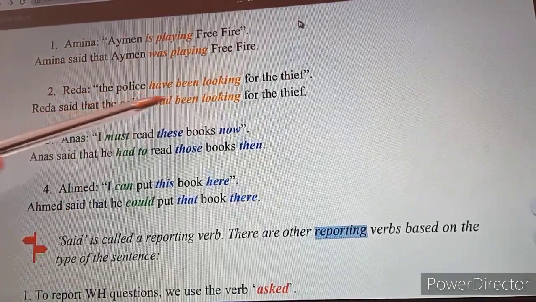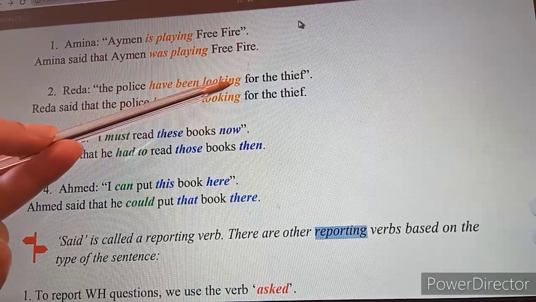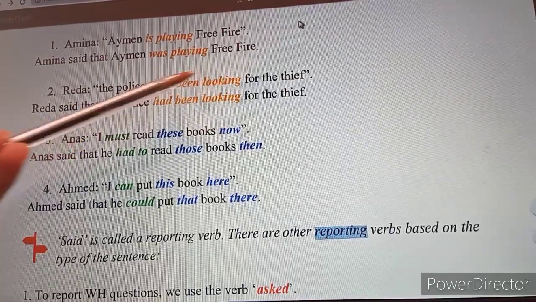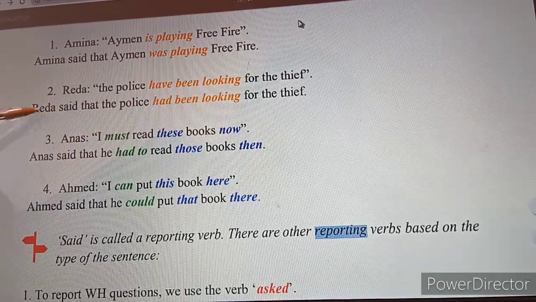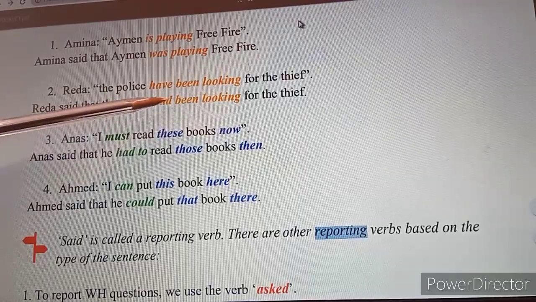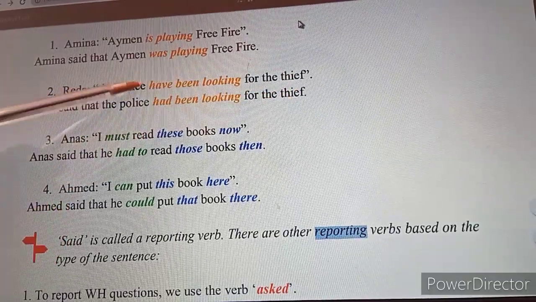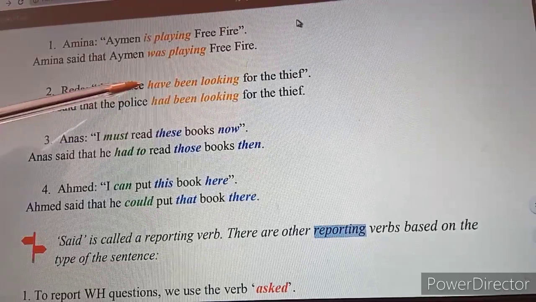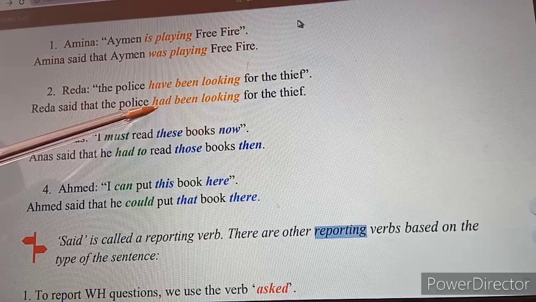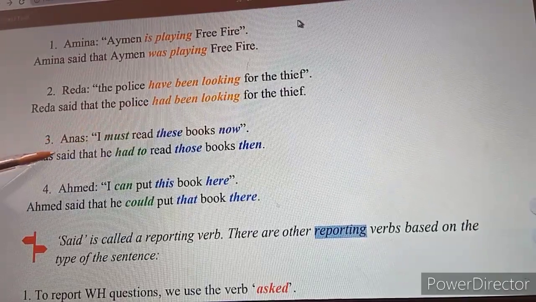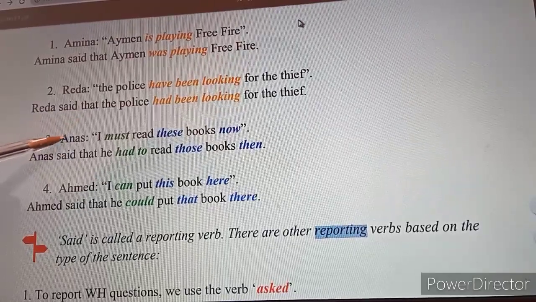So look here at this tense. We have present perfect continuous. Clear? Present perfect continuous. So the sentence becomes Reda said that the police had been looking for the thief. Clear? So here the present perfect continuous becomes past perfect continuous. Let's move now to number 3, or example number 3.